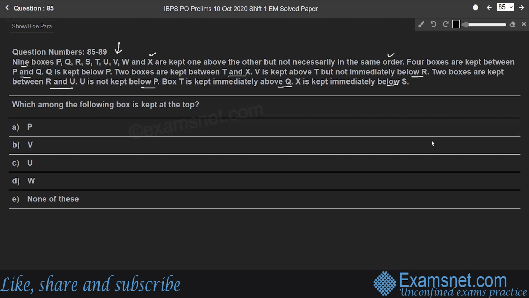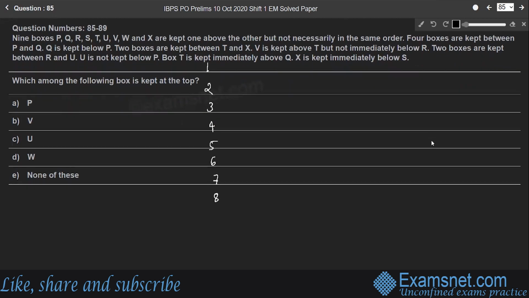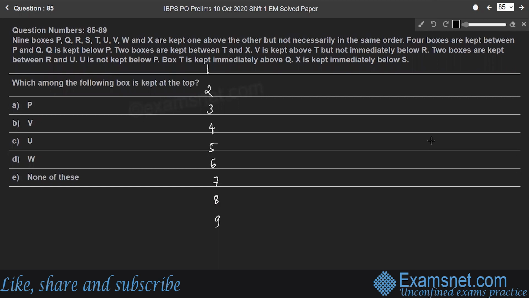Here students, let us consider the points one by one. Here 9 boxes are kept one above the other. So we'll consider 9 boxes: 1, 2, 3, 4, 5, 6, 7, 8 and 9. First point, 4 boxes are kept between P and Q and Q is kept below P. That means we have to consider P first. If the position of P is 1, 4 boxes are kept between P and Q. Therefore, Q is the 6th box.